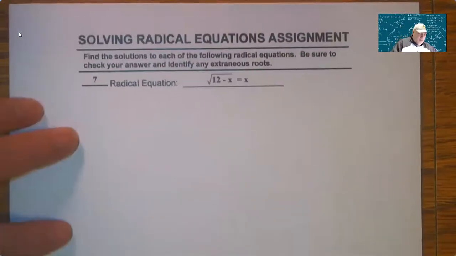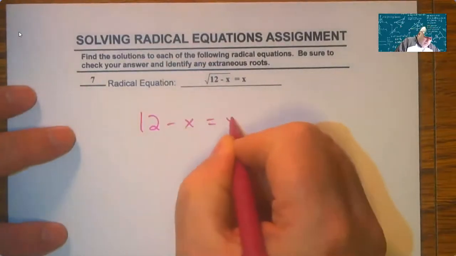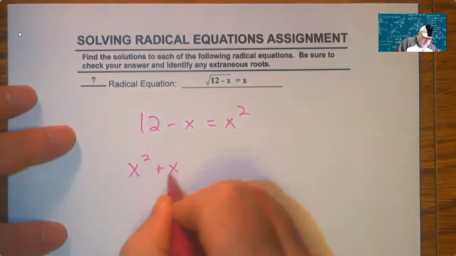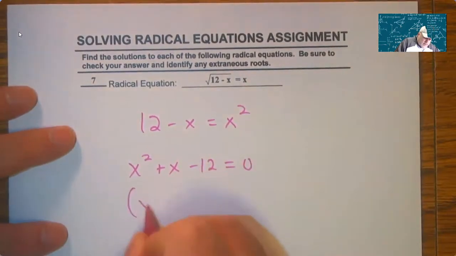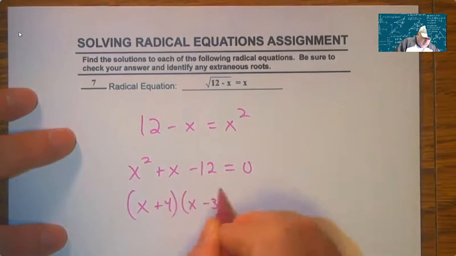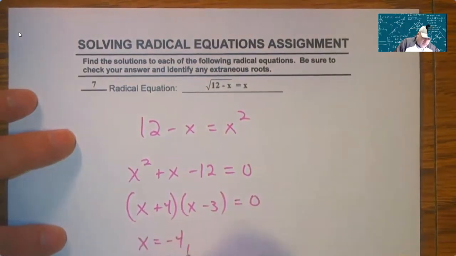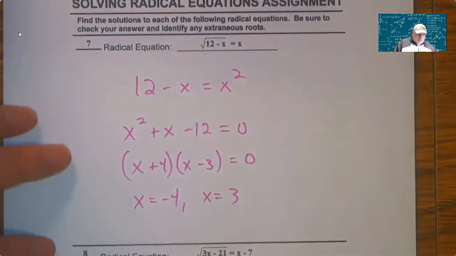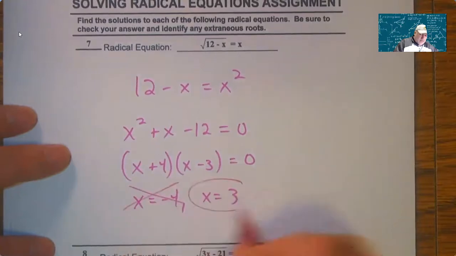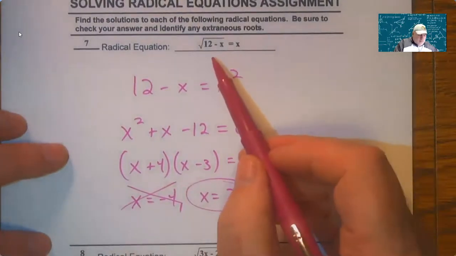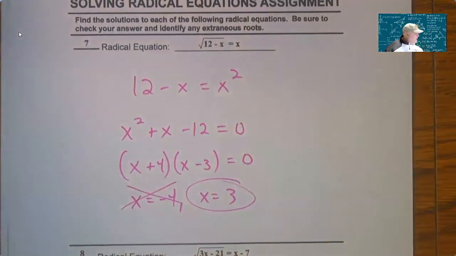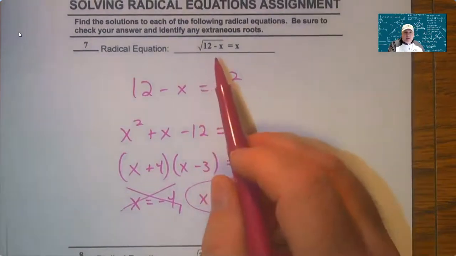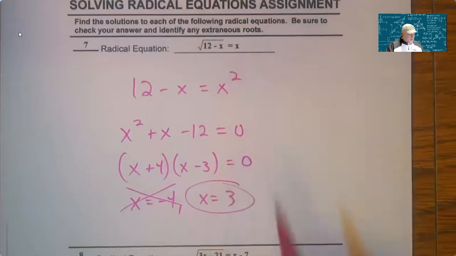So problem 7, square both sides. So take everything to one side. So x plus 4 times x minus 3. x equals negative 4, x equals 3. However you want to solve that quadratic. Negative 4 is an extraneous root, is not true. So it gives you the square root of 16 equals negative 4. Okay, that's not true. The square root of 16 as a number is just regular 4. So 3 will work. 12 minus 3 is 9, and the square root of 9 is 3.